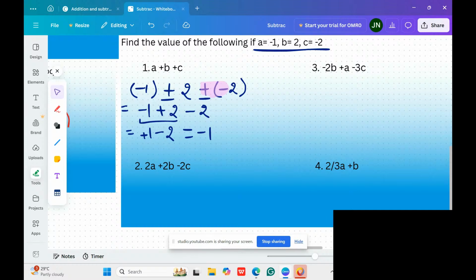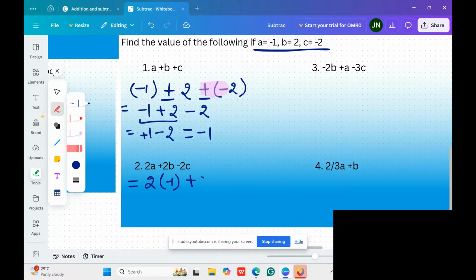All right, let's begin. Question number 2. So we will substitute the values. So it is 2 times -1 plus 2 times b, which is 2. Now minus 2 times c, which is -2. Okay, so now we'll solve all the signs first. So 2 into -1 is -2. Now, next part, both are positive, so it will become 4.